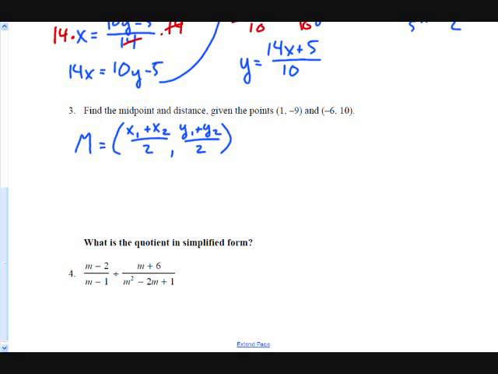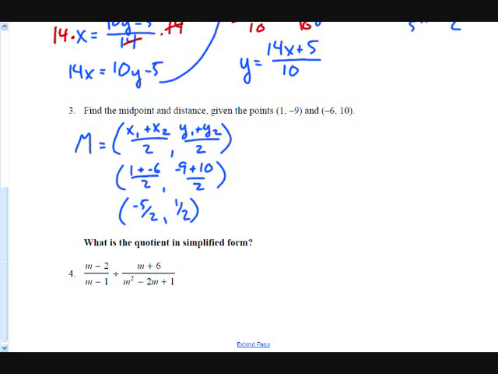So now I plug in my x values. That's going to be 1 plus a negative 6 divided by 2. And then my y values is the negative 9 plus 10 divided by 2. And I just simplify each of these. If I do the negative 6 plus 1, that's a negative 5 divided by 2, which is negative 5/2. Here the negative 9 plus 10 is a 1, so that's going to be 1/2. So that's my midpoint. And the negative 5/2 you could have written as negative 2.5 or something like that.